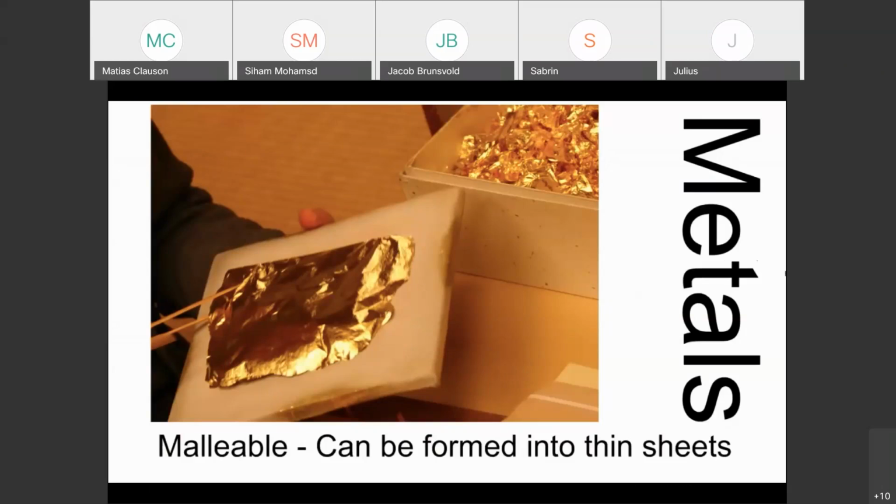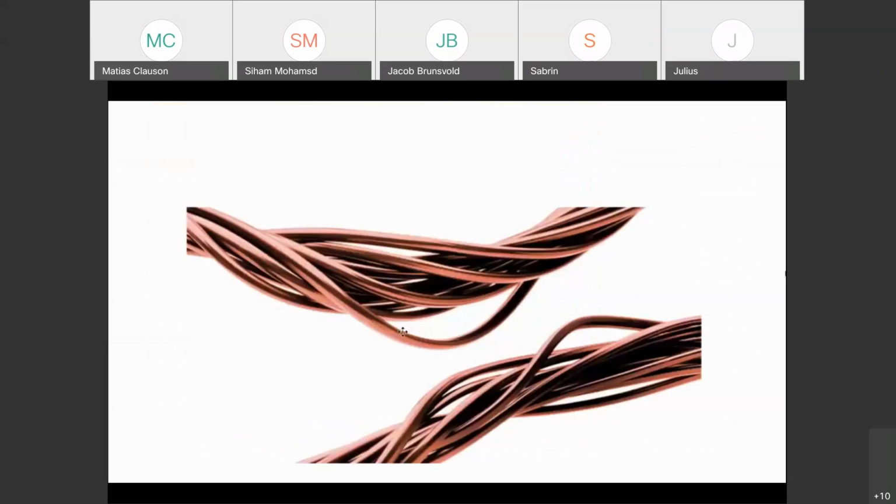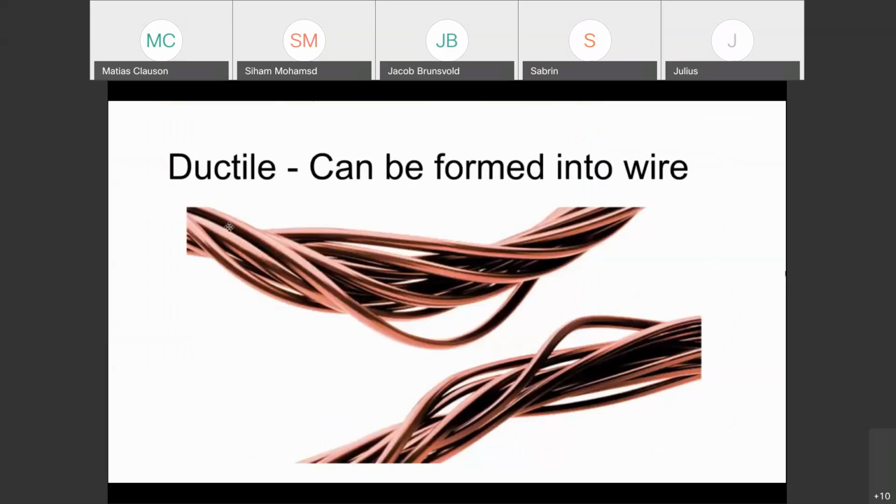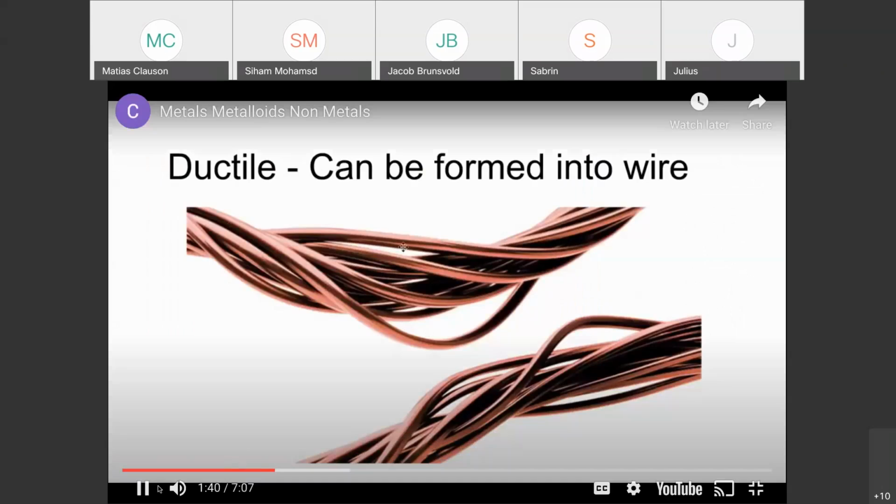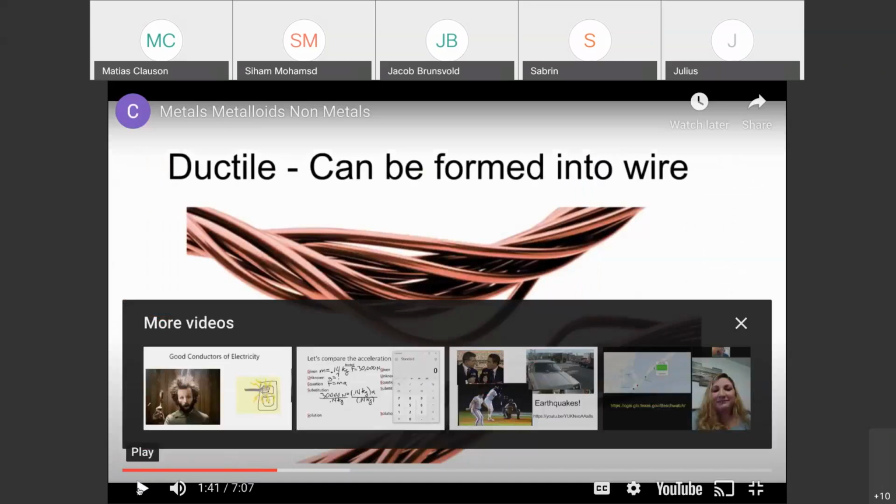We can also discuss being able to turn metals into wire. This copper is said to be ductile. Ductile means that the metal can be formed into wire. So, properties of metals, you can pound it into sheets, you can shape it into wire, right? So we call those properties malleable and ductile.